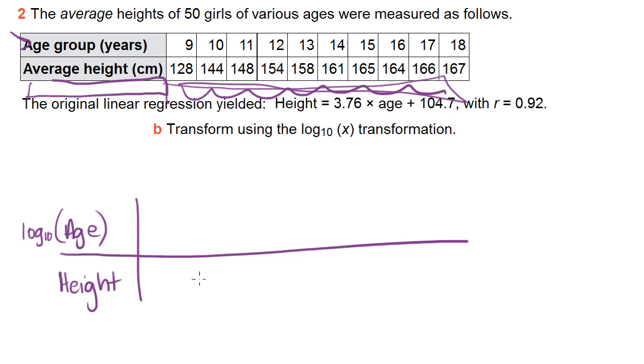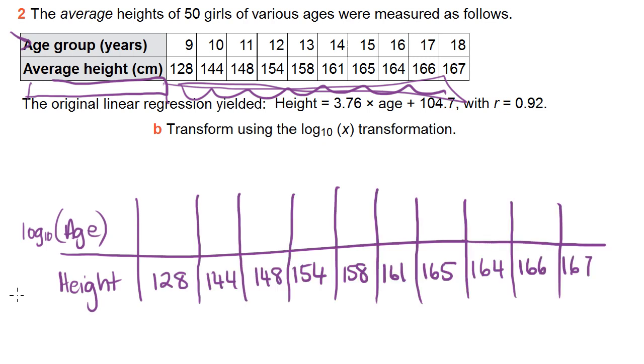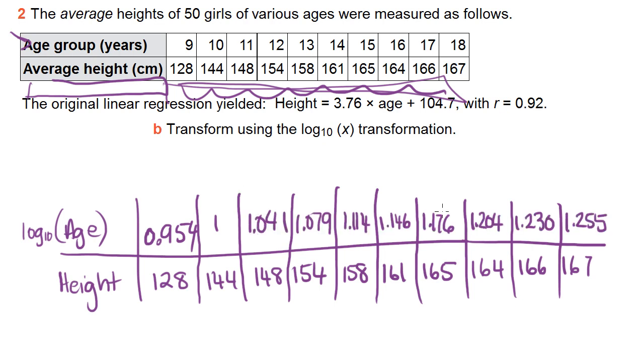But I'm just going to draw this out again. So on my calculator, when I work out log of 9, which is what that x was, instead of putting 9 as this, I'm going to have log 9, which is 0.954, and then I have log of 10, which is 1. Then I have log of 11, which is 1.041, and so on. So there's the rest of that table. I've now transformed it.